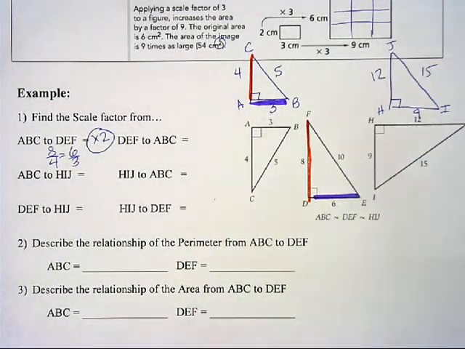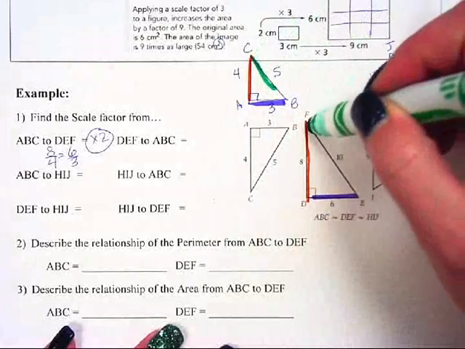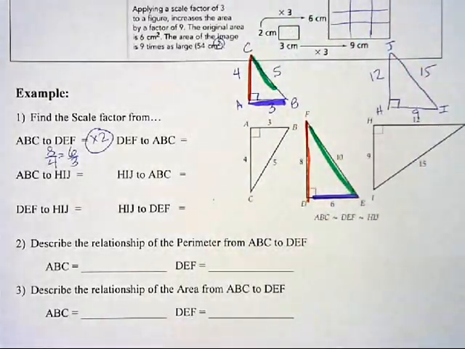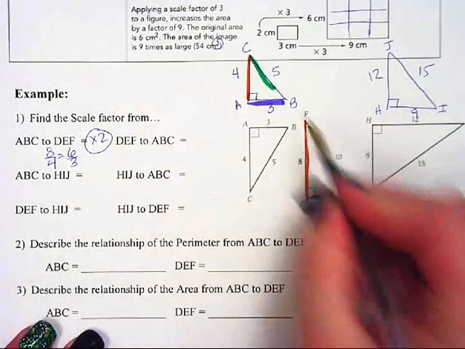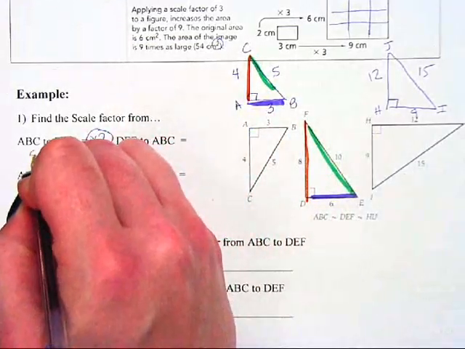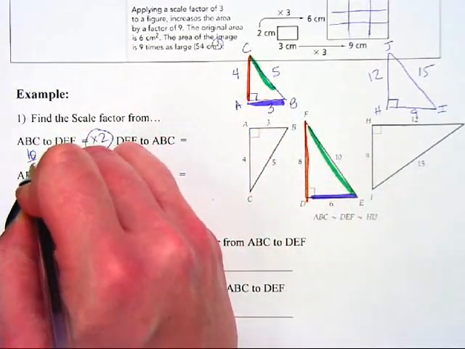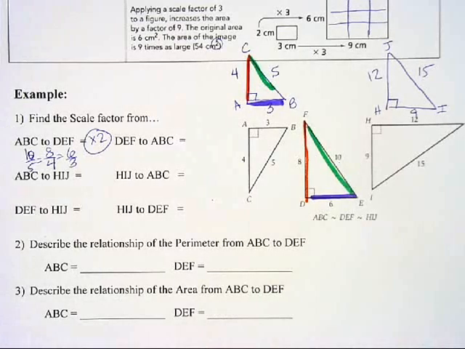Last one we can double check. 5 corresponds to 10. My image is 10, my original is 5. So yep, all those have the same scale factor of times 2. We're making the assumption here that the angles are already the same, so we know these are similar figures because my scale factor is times 2 and the angles were the same.